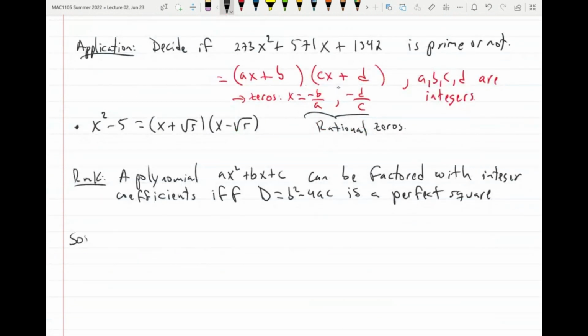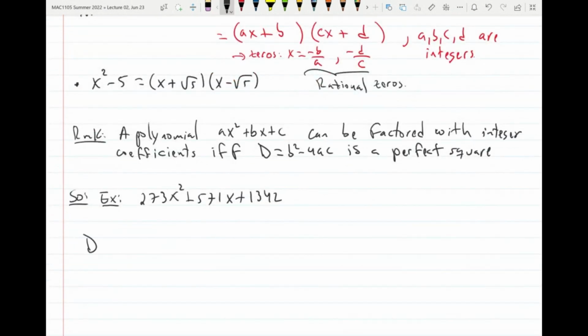So let's go back to our example here. Let's see, 273x squared plus 571x plus 1,342. Okay, I'm going to calculate my discriminant. So that's going to be 571 squared minus 4 times 273 times 1,342. What is this? I mean, hopefully, I don't want to get something negative.